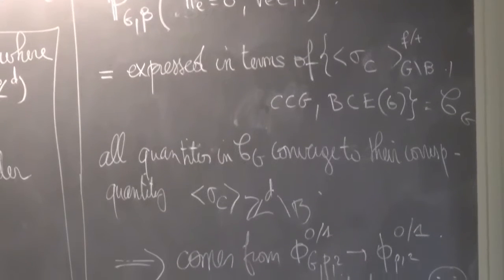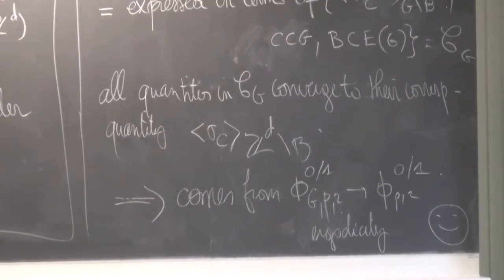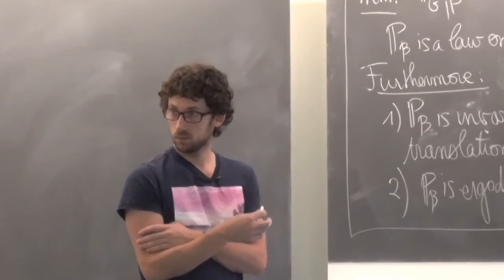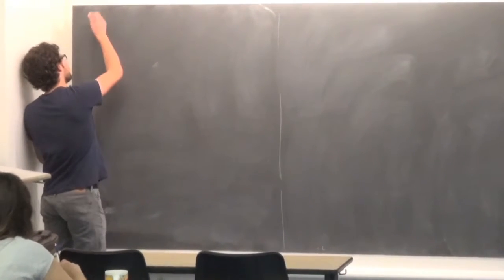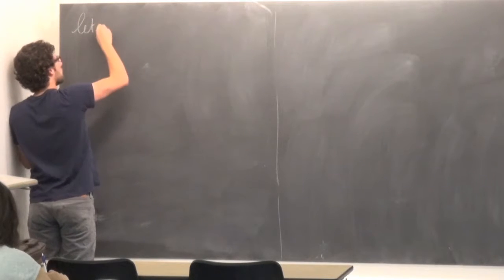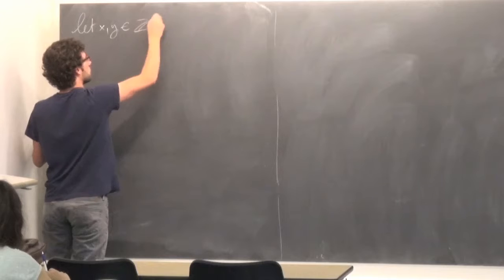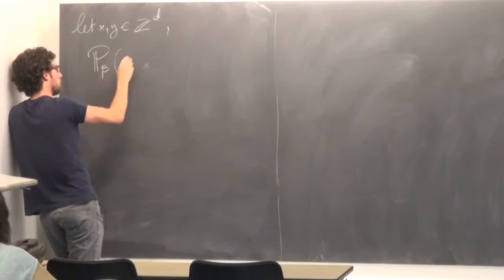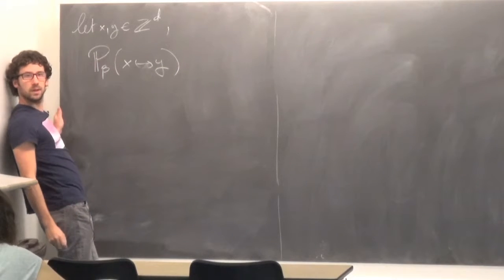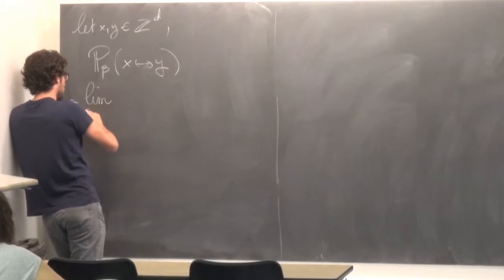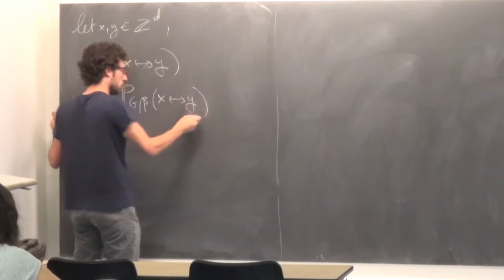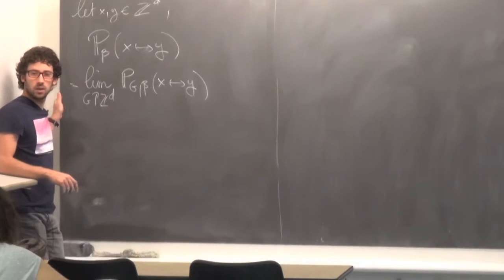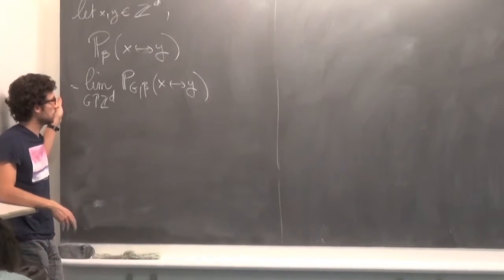Well, let's try to prove that there is no infinite cluster in this measure. So, how could we try to prove that there is no infinite cluster in this measure at beta? Well, the first thing we could look at: let x and y be two vertices, and let's look at the probability under beta that x is connected to y. By definition, this is the limit when G tends to Z^d of the probability under G beta of x connected to y. And now question, how can I express the probability that x is connected to y?